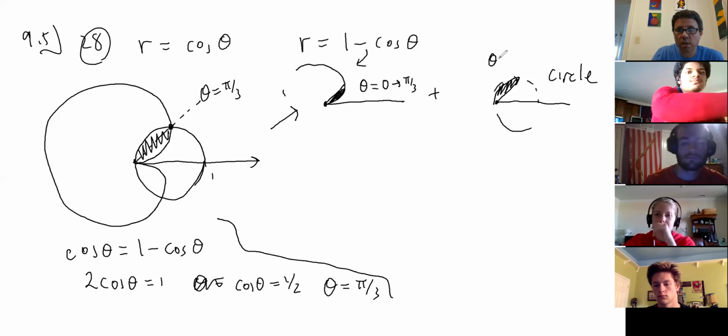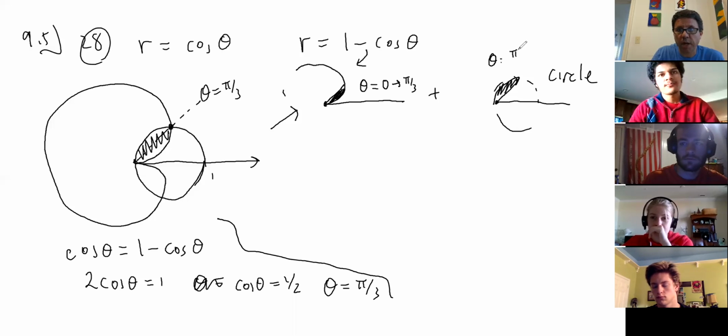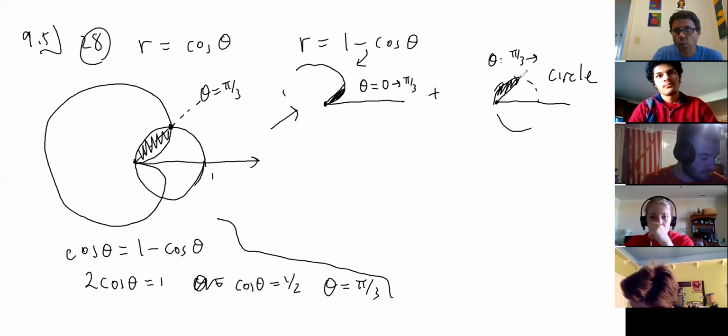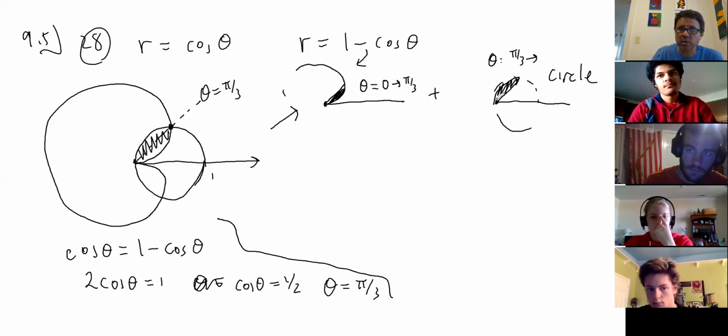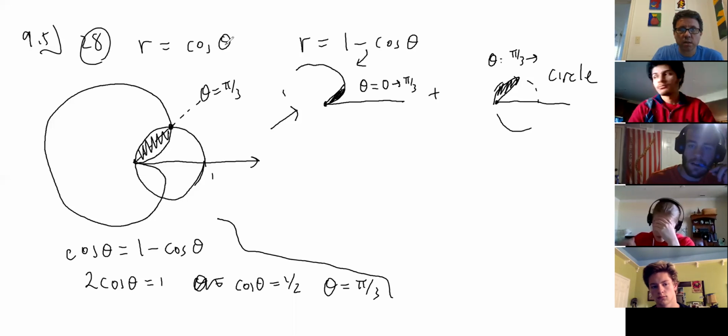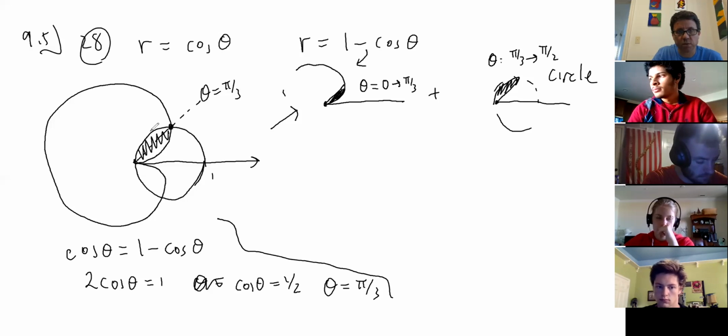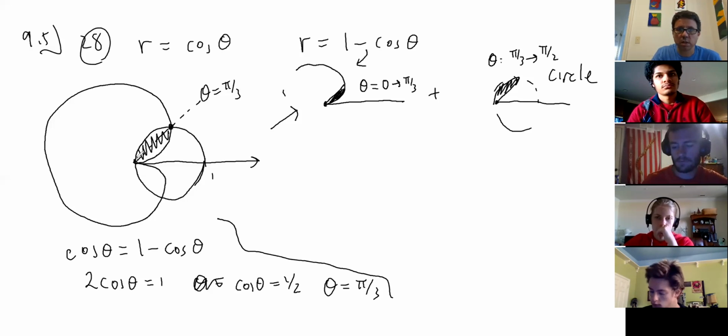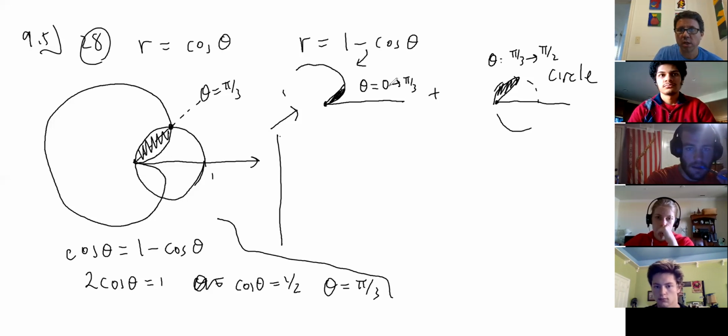Here, the angle is going to go from pi over 3, and then when does it come back down to the origin? I think it will be a 0 radius when the angle is 90 degrees or pi over 2, which is maybe what you expected anyway. This one wraps 0 to pi over 3, and then pi over 3 to pi over 2. So now we just have to set up those 2 areas.